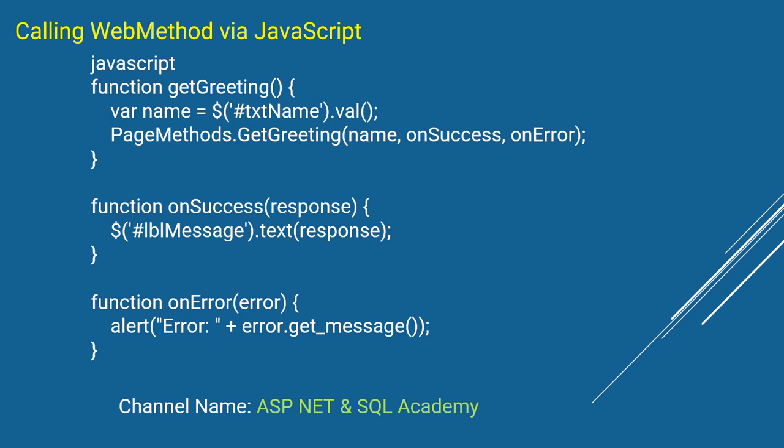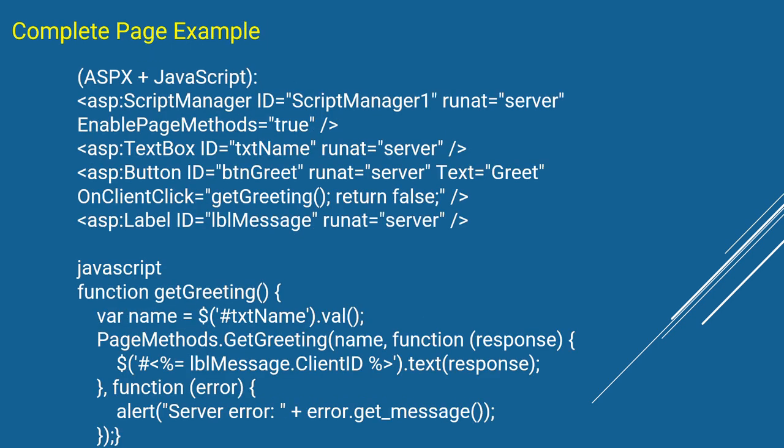You can now call the server method using PageMethods, pass your parameters, define success and error callbacks, and display the result in the UI. This example shows how to connect the web form controls, JavaScript, and web method together. The OnClientClick calls the AJAX function without reloading the page.